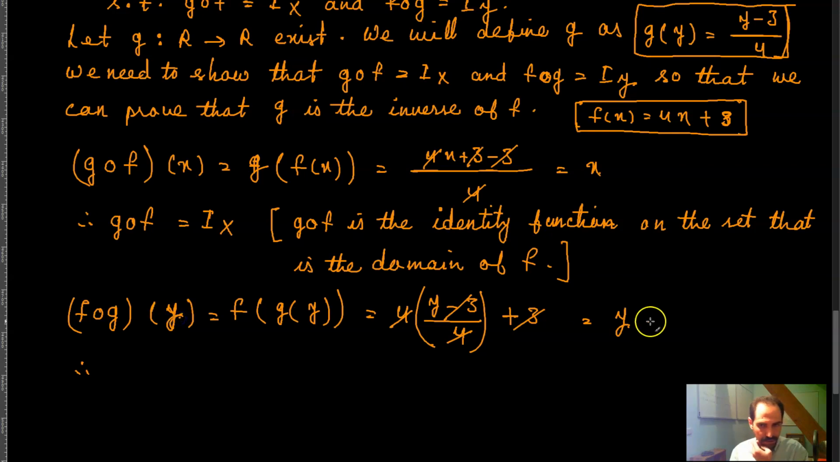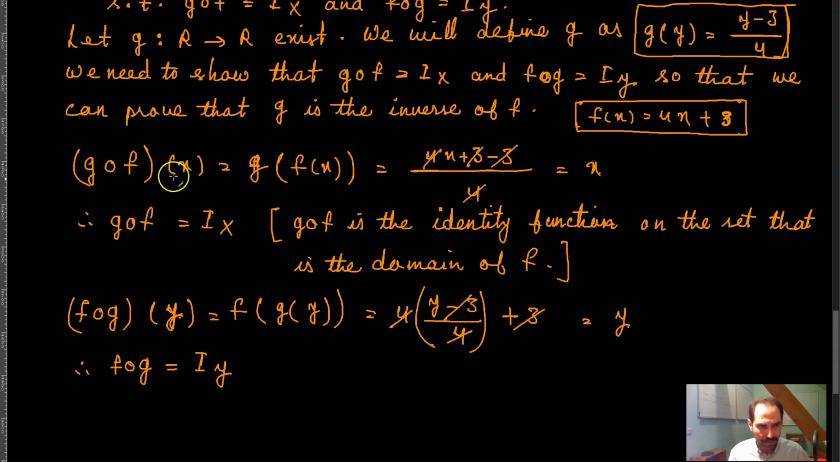Now y is the variable that we define to be the same thing as f of x, meaning that it is a typical member of the codomain of f. Any y from the codomain of f that you give to f of g will give you the same thing back, which means that f of g is the identity function on the set which is the codomain of f, right?